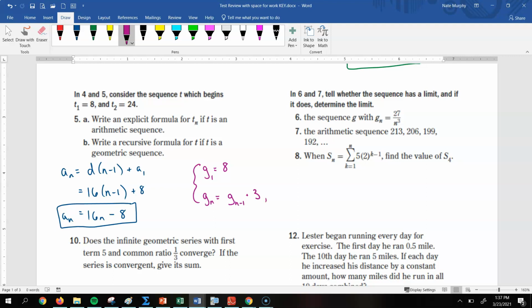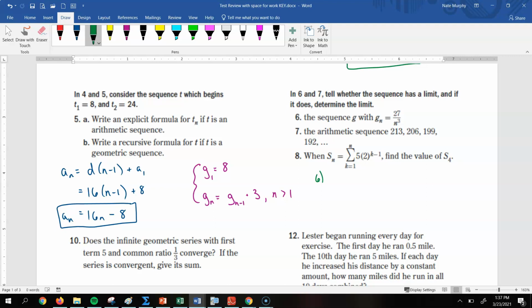And we would use this for when n is greater than 1, or you could say greater than or equal to 2. That's just referring to the fact that we already know the first term, so we would use that second line of that recursive formula after the first term. So that's number 5. All right, let's look at number 6.